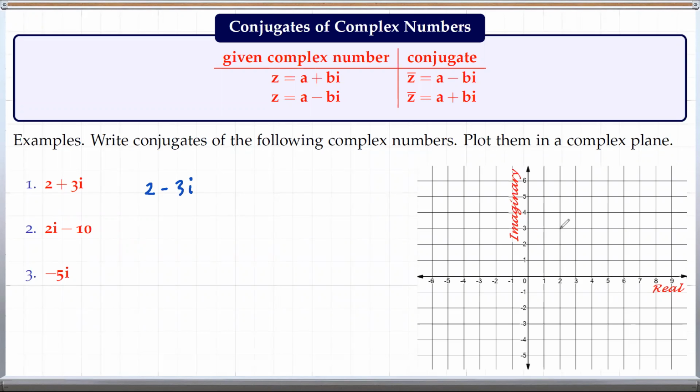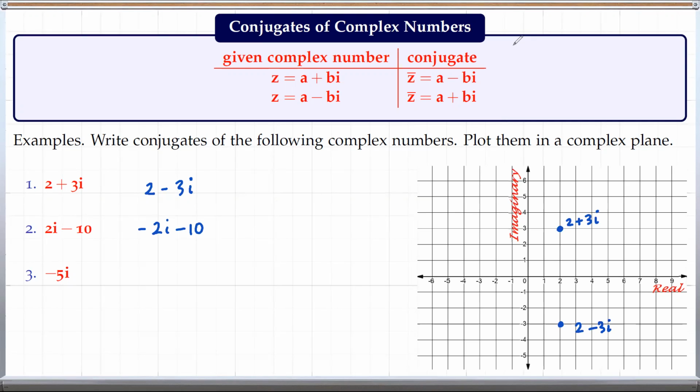So 2 plus 3i is right here. And 2 minus 3i would be over here. So this is the conjugate of 2 plus 3i, which is 2 minus 3i. And similarly, the conjugate of 2i minus 10, we make the imaginary part negative. Here the imaginary part is 2i, so it will be -2i minus 10.